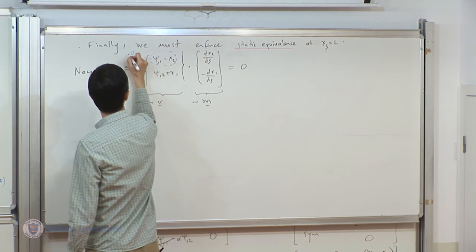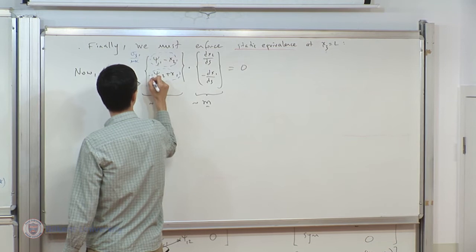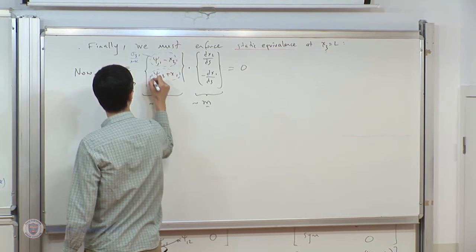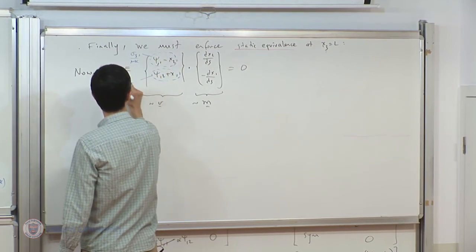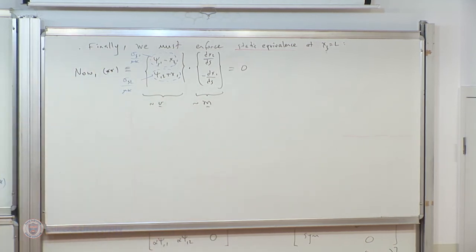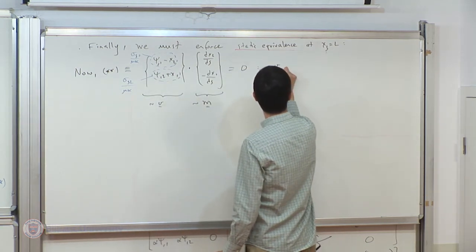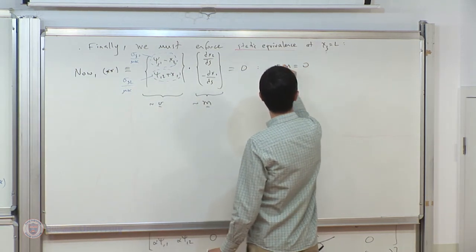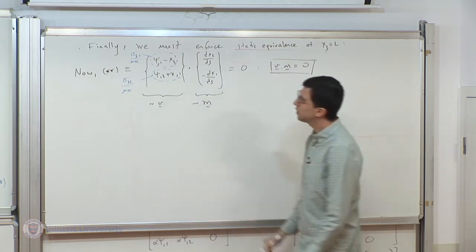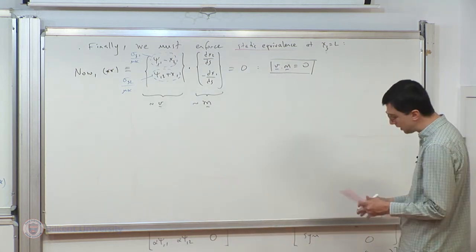Sigma 3,1 over mu alpha, and that one is sigma 3,2 over mu alpha. Good. Okay. So therefore, here we have v dot m equals 0. That is equivalent to the traction-free boundary condition.